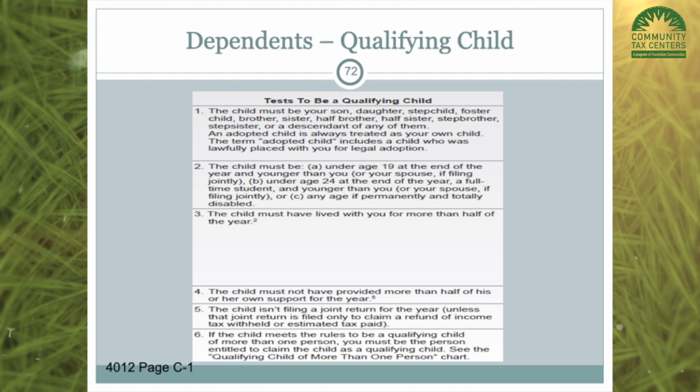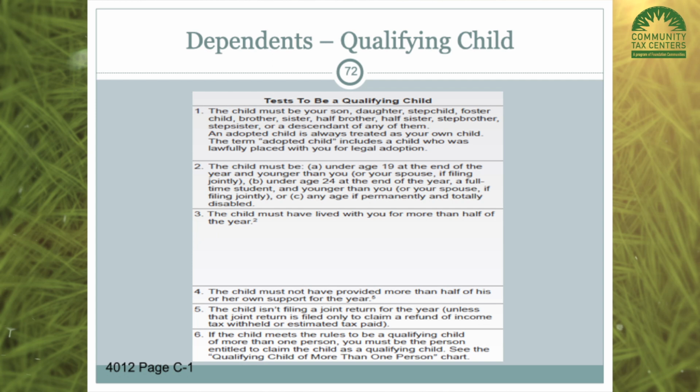Then we go to the residency. The child must have lived with you for more than half the year. So that's more than 6 months, so 7 months or more that that dependent would have had to have been with you in your household. Again, there are those temporary absences if the child was sick and was in the hospital. Maybe if the child is away for college or boarding school. Those are considered temporary absences, and that child is still meeting those qualifications of living with you more than half the year.